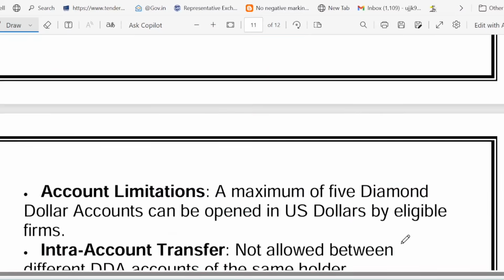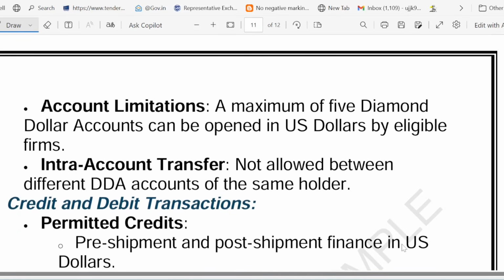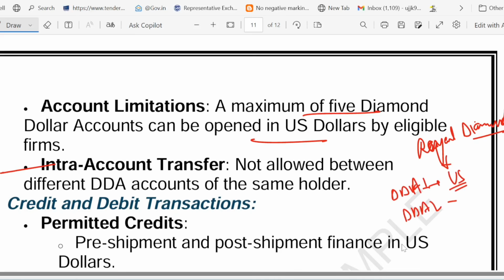And one more thing is that maximum 5 DDA can be opened by one firm. Maximum. Let me give you one example. For example, Royal Diamond, which is a firm in Surat. Okay, so it has 3 DDA. DDA1 for US client, DDA2 for Dubai buyer, and DDA3 for bulk payment. But there are some restrictions which we have to know.